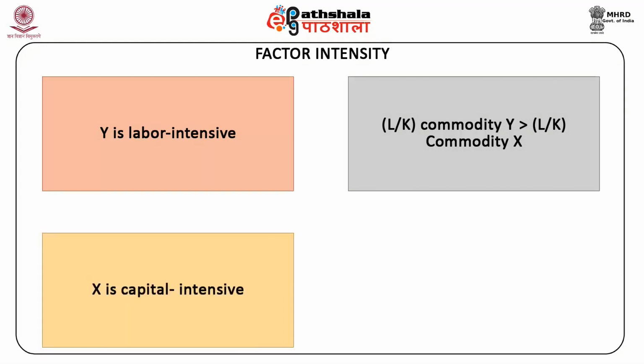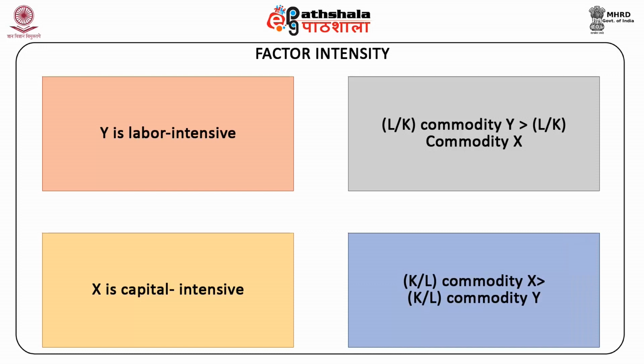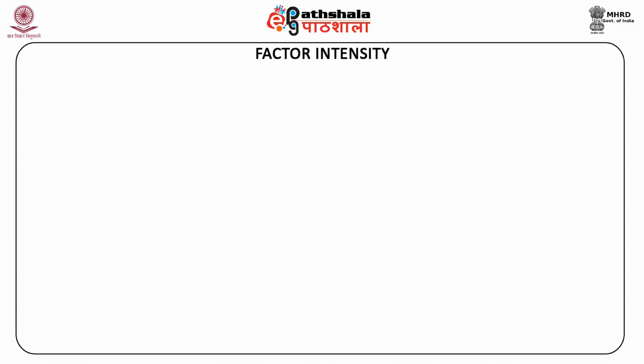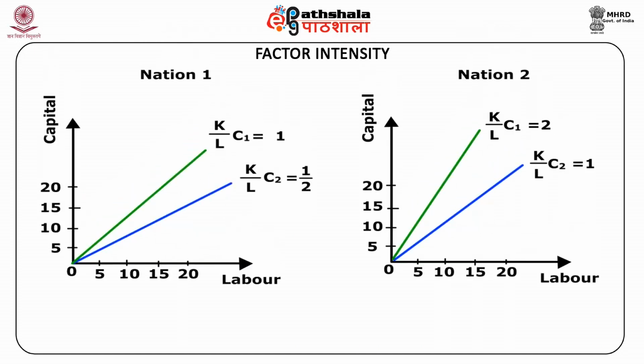Similarly, for capital intensive commodity X, K by L for commodity X is greater than K by L for commodity Y. As shown in the diagram, we have taken labor on X axis and capital on Y axis. Consider the case of nation 1, which requires 5 units of capital and 5 units of labor to produce 1 unit of commodity X, and 5 units of capital and 10 units of labor to produce 1 unit of commodity Y.